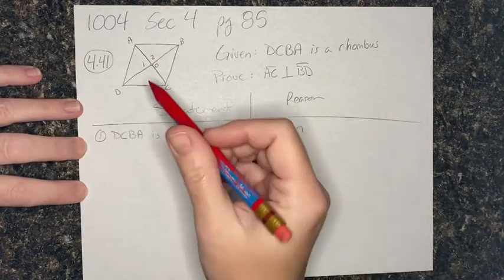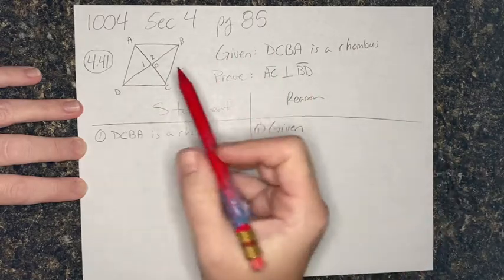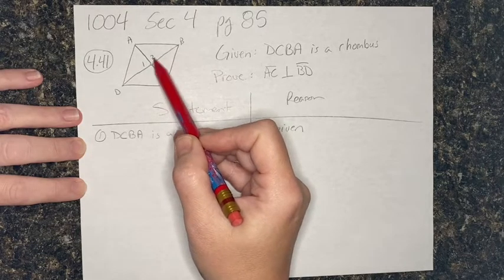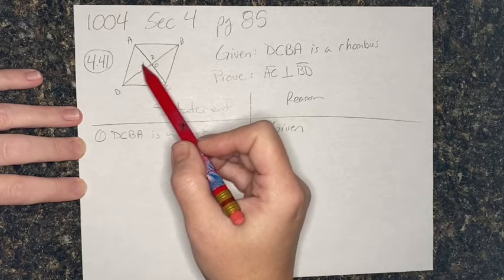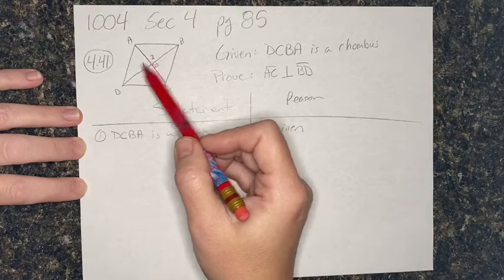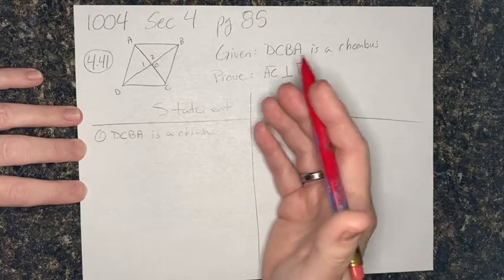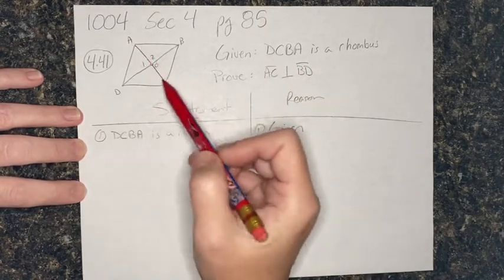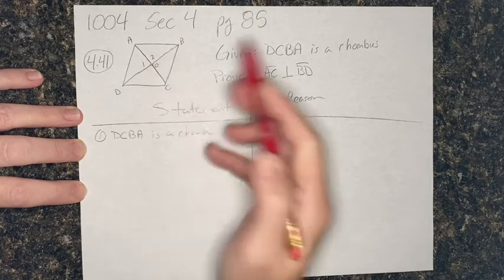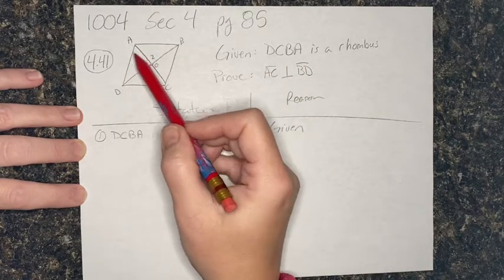What do we know about rhombuses? We need to prove that DB and AC are perpendicular to each other. To do that, we need to show that angle 1 is equal to angle 2, right? Because if we can show that angle 1 is equal to angle 2, because they are supplementary angles, that would mean that they're both 90 degrees. If they're both a 90 degree angle, then we can say that these are perpendicular lines because these two couldn't be equal unless these were perpendicular, right? Okay, so that's our goal, to show that these are equal. To do that, we need some congruent triangles, right?